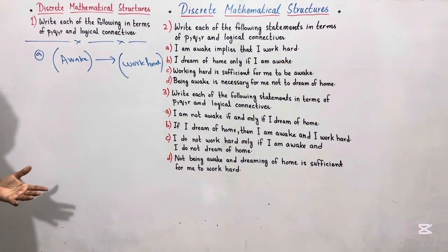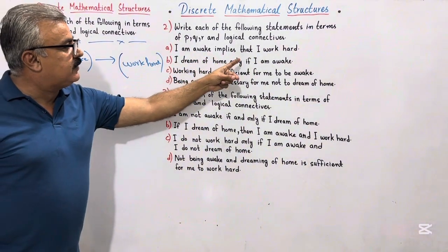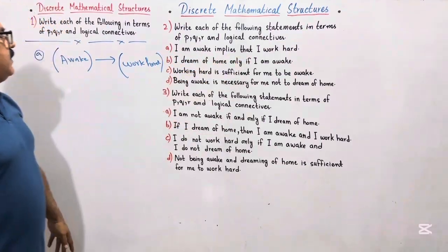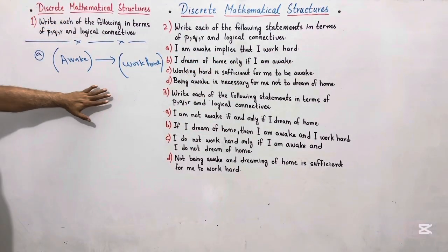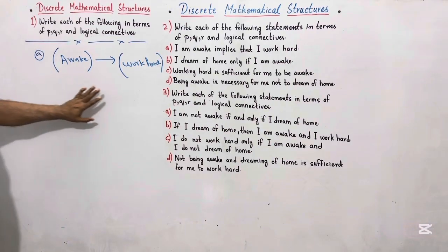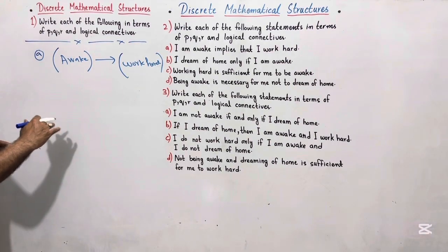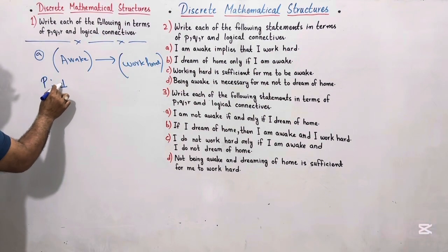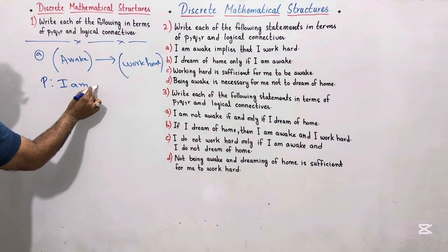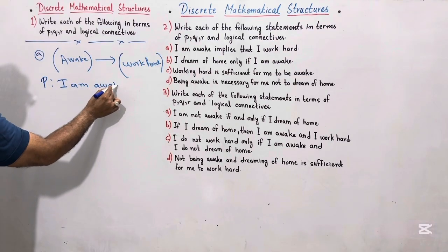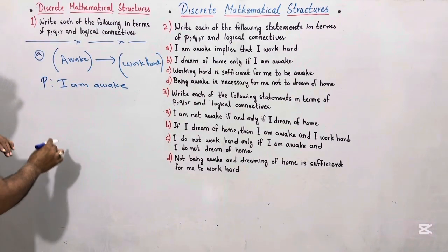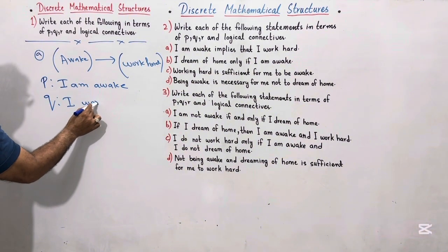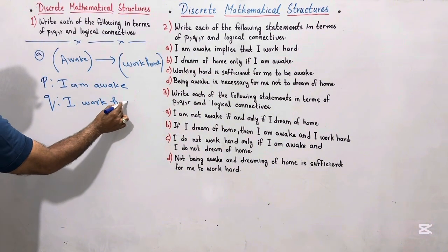If I am awake, I work hard. Then, if I am awake, implies that I work hard. If I am awake, then I work hard. And we write them in proper propositions. Suppose P is I am awake, and Q, I work hard.